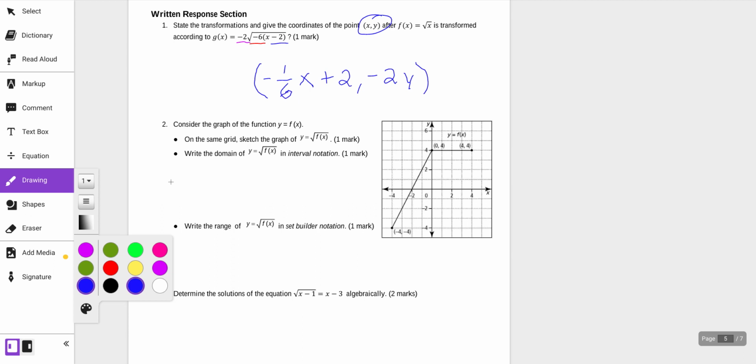Some people actually went and found points and then transformed them. That's not what they want. They want you just to do the general point x comma y.